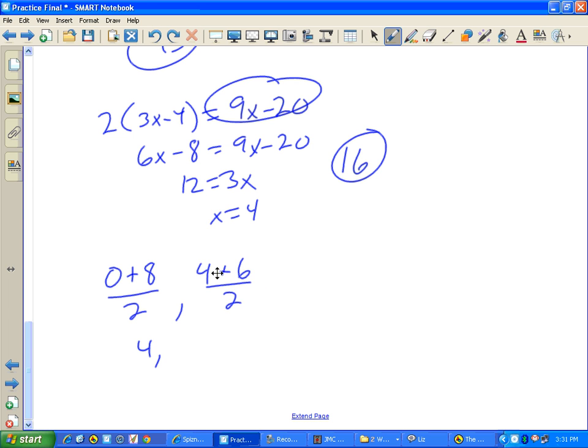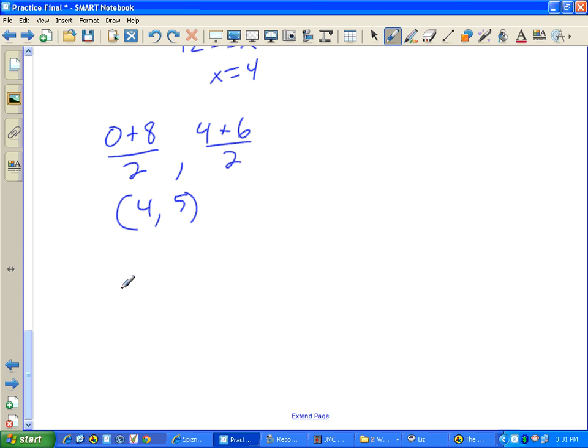Okay, so this would be 4, 5. So you can do it with the math and then do the counting to check your answer. So the midpoint of AB is 4, 5, the midpoint of BC is 6, 3, and the midpoint of AC is 2, 2.